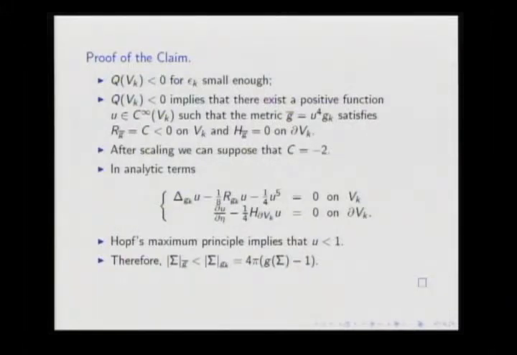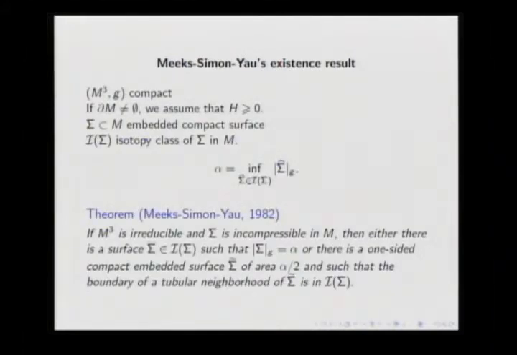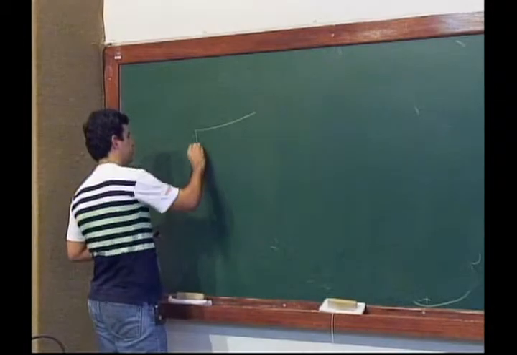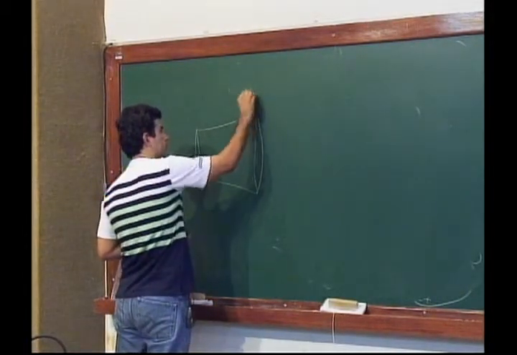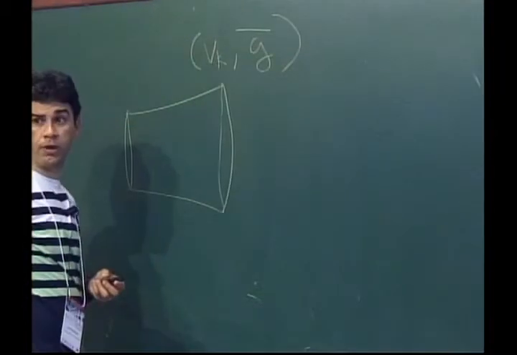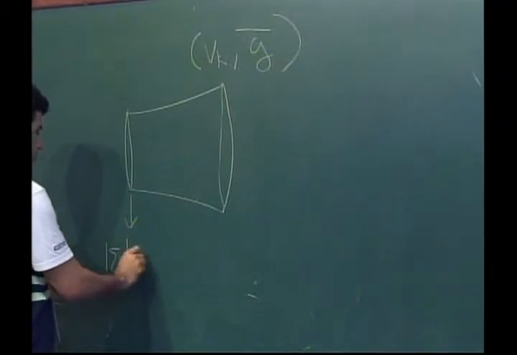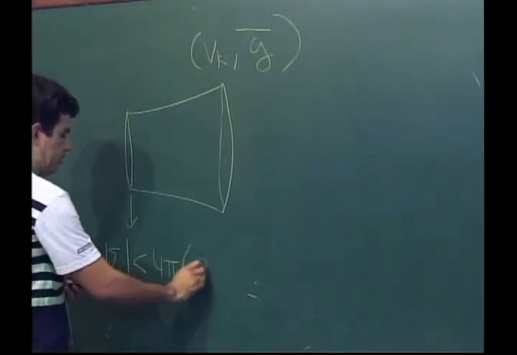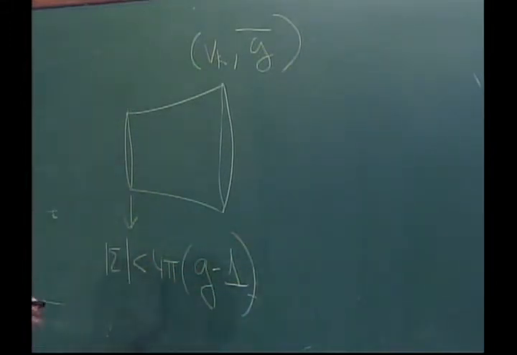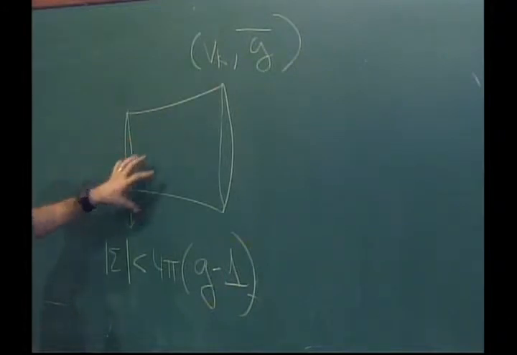So to get a contradiction, we use Meeks-Simon-Yau's existence results to get a minimal surface inside. So we are considering VK with the metric G bar. This area is strictly less than 4 pi g sigma minus 1, and this boundary is our minimal surface. So you can apply the Meeks-Simon-Yau results to get a minimal surface inside VK of least area in the isotopy class of sigma.